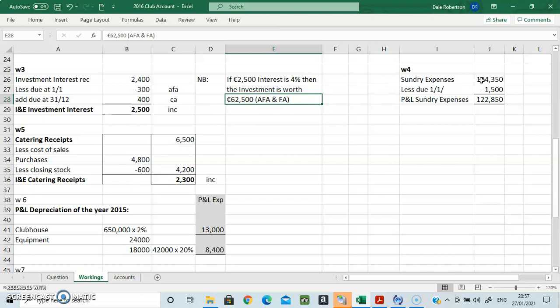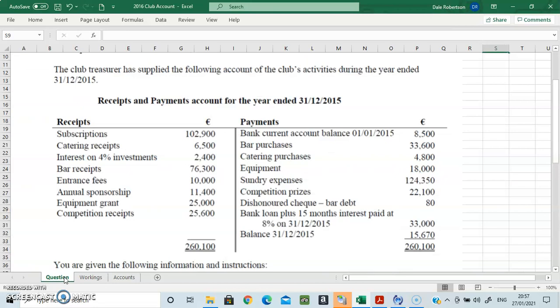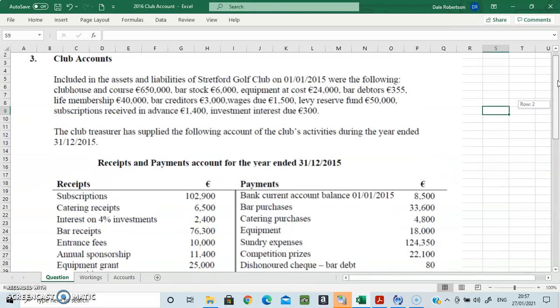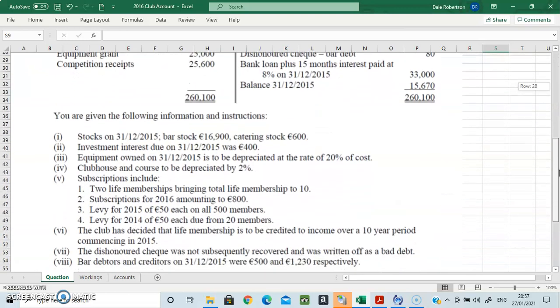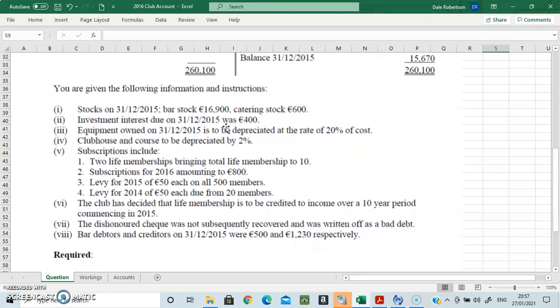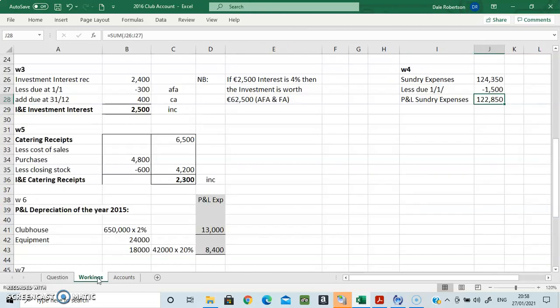Here's our sundry expenses, and we just take away an amount due at the start of the year because it was for last year, and you get your expense, your profit and loss figure for sundry expenses is 122,850. Nice and straightforward. Let's go back to the question and see what else needs our attention. Well, that's everything done in the top sentence, anything which is due or prepaid. If we look at the bottom workings, we've done a good few of these as well, but we do need to look at the catering, and we do need to look at depreciation. And once we do that, I think we'll have most of them covered. So let's look at those ones here.